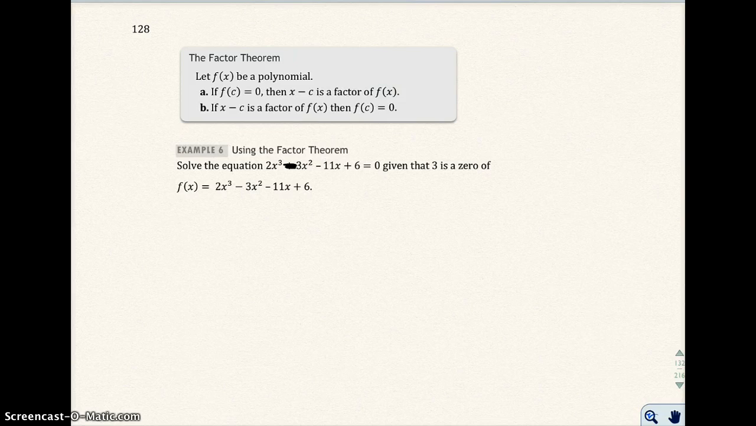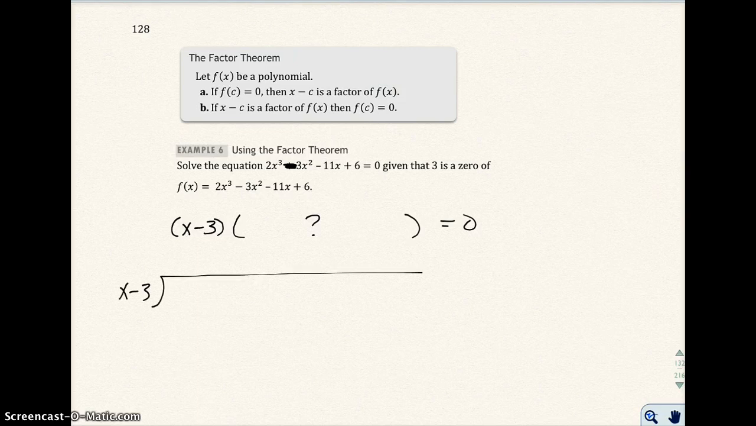Okay, so now we're going to solve this equation, and we know 3 is the zero of that function. So if 3 is the zero of the function, x minus 3 must have been one of the factors when you use the zero product rule. We're trying to figure out what the other factor is. Knowing that, we have x minus 3, and we're trying to figure out what this is.